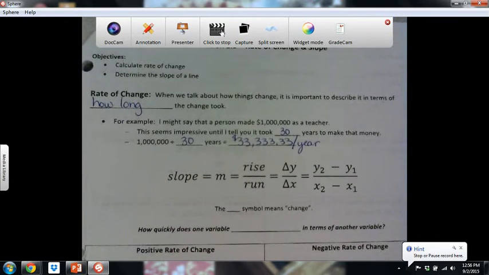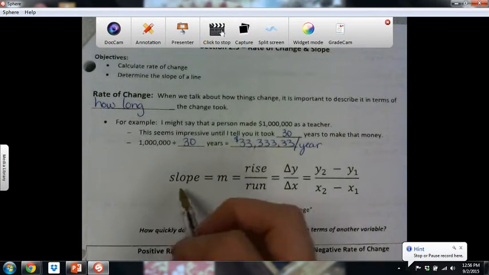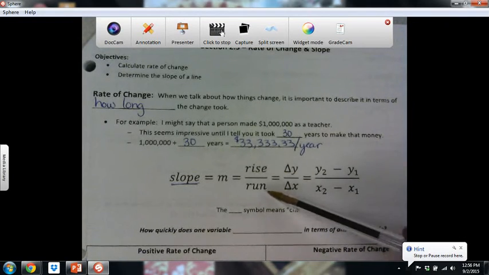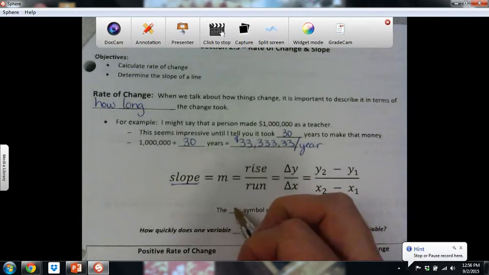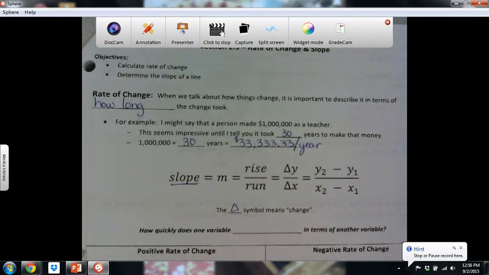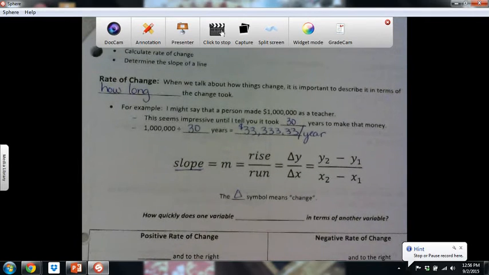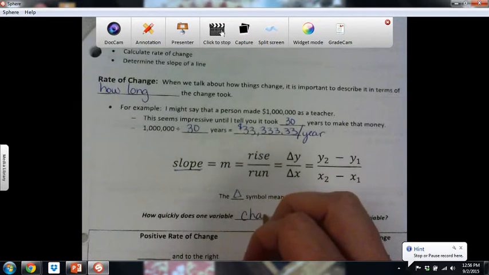Down here we talk about the different ways that we refer to slope. So when we talk about slope, we use the variable m, and if you remember from Algebra 1, that's talking about the rise over the run. And that rise over run is the change in y. So this little triangle symbol is the Greek letter delta, and it represents change. So I would read this as change in y over change in x, or y2 minus y1 over x2 minus x1. So how quickly does one variable change in terms of another variable?